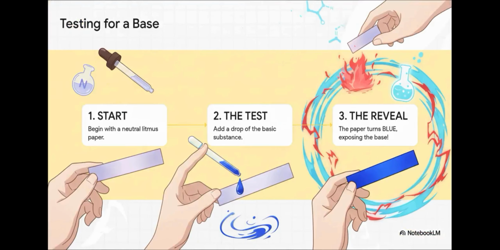All right, let's try that again with a different suspect. We grab a new, clean strip of litmus paper, we bring in our second mystery substance, add a drop, and whoa! This time it transforms into a deep blue. See? It's a totally different signal, telling us we're looking at a base. It's so simple, right? Red for acid, blue for base. Super clear and really effective.